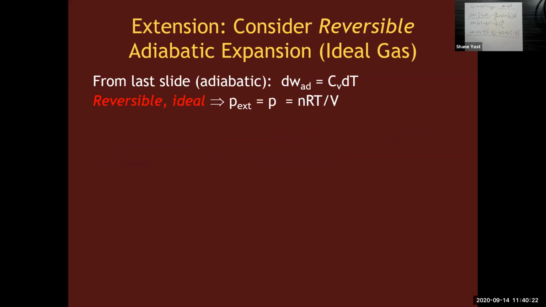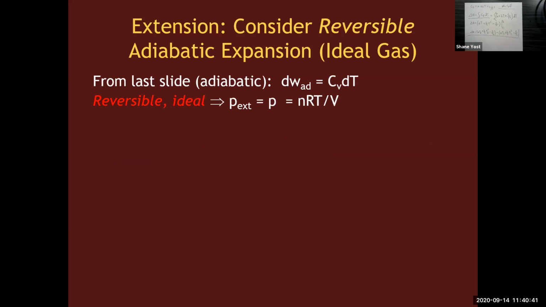All right. So how do we calculate that temperature? Well, we're going to assume here that not only am I expanding my gas adiabatically, but I'm also doing it reversibly. So I can use the fact that P external equals P, which again, from the ideal gas law equals nRT divided by V.